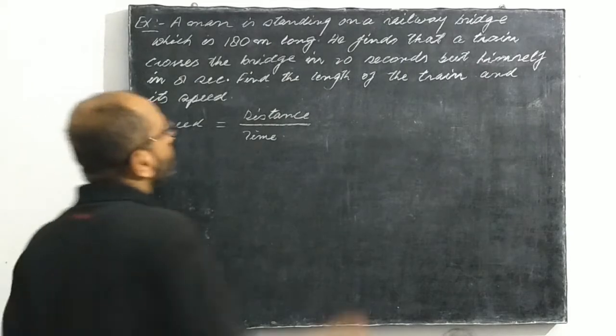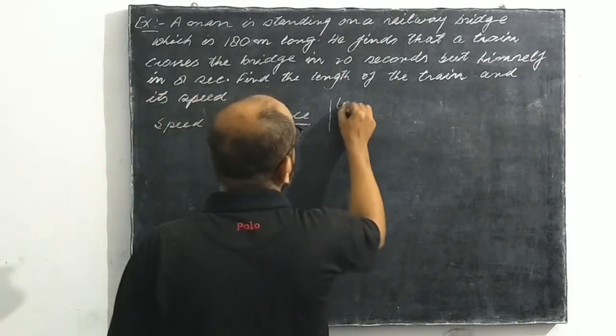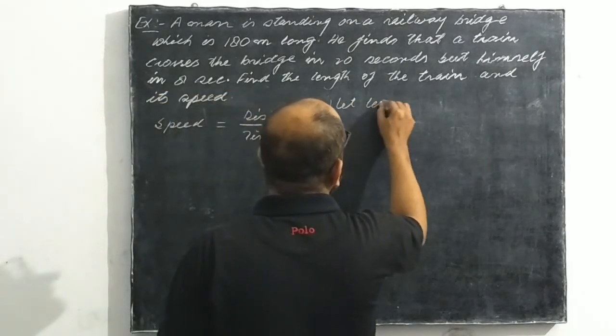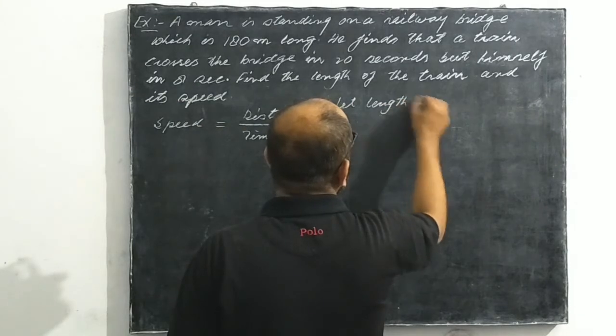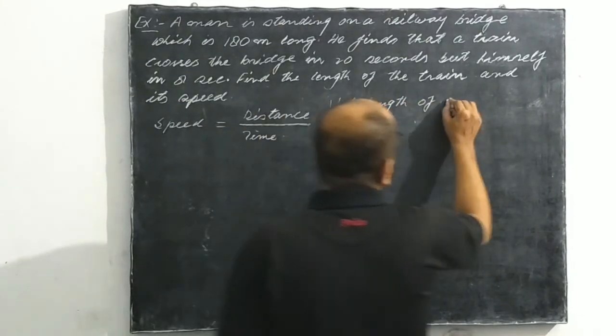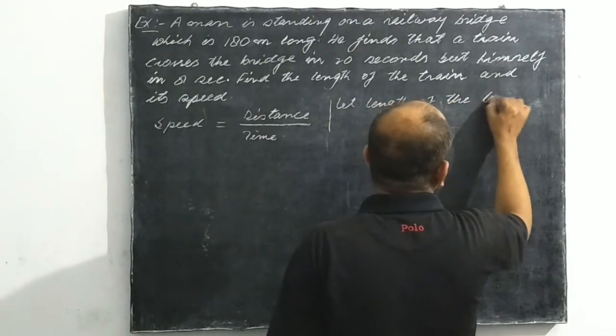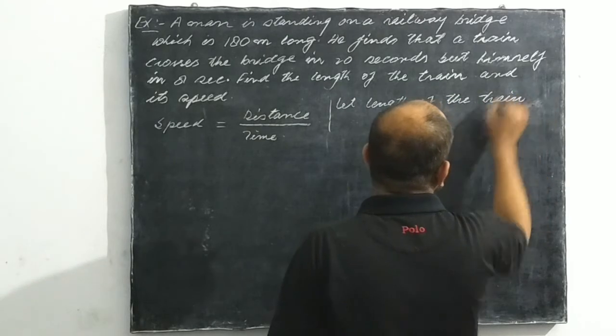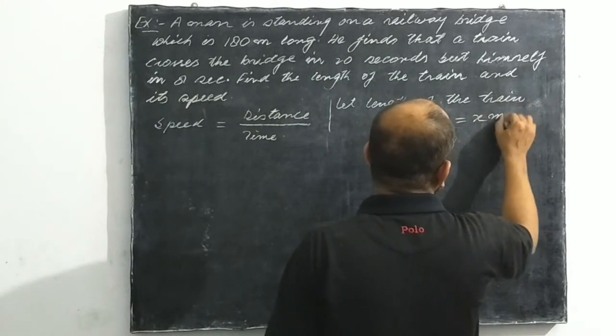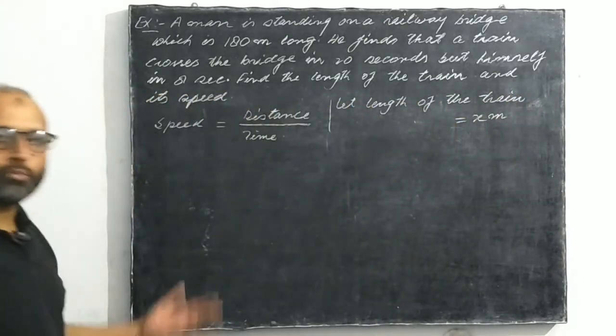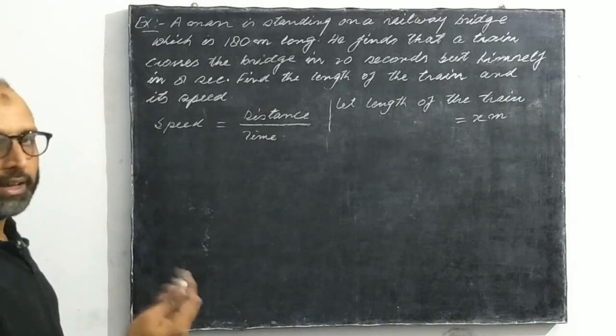First we assume the length of the train is equal to x meters. We have assumed the length of the train as x meters.